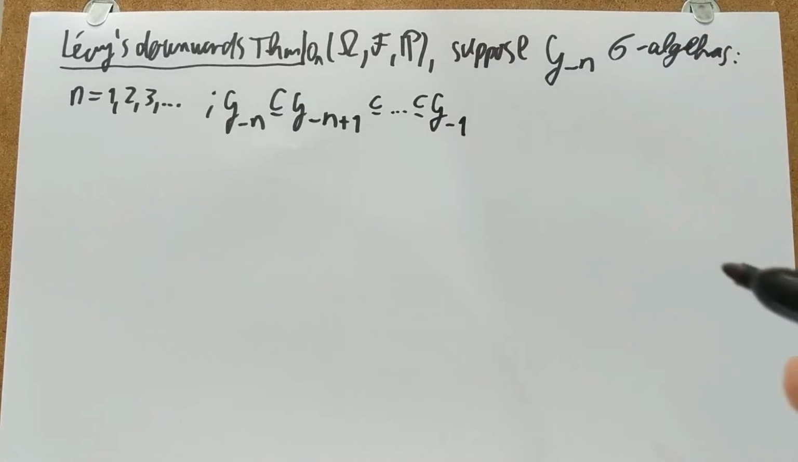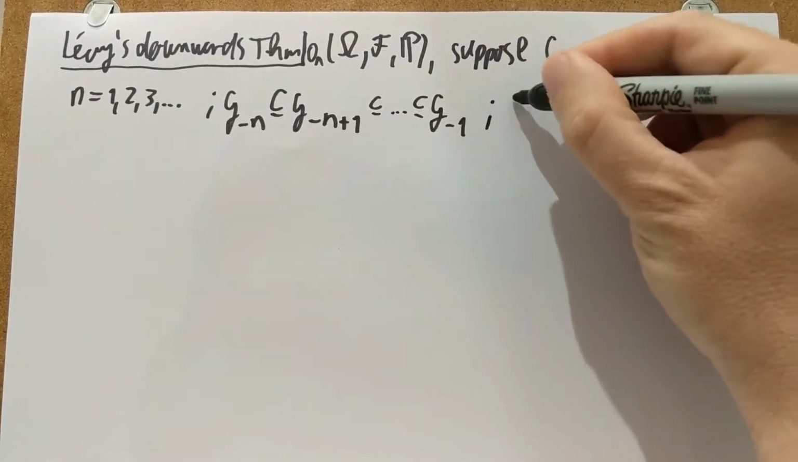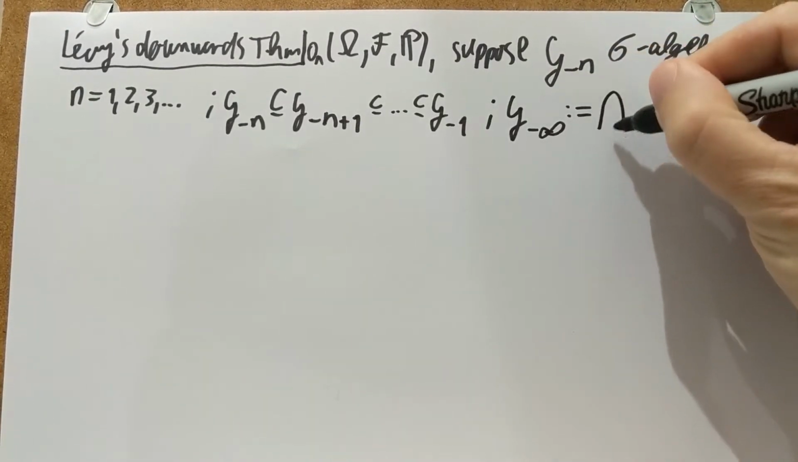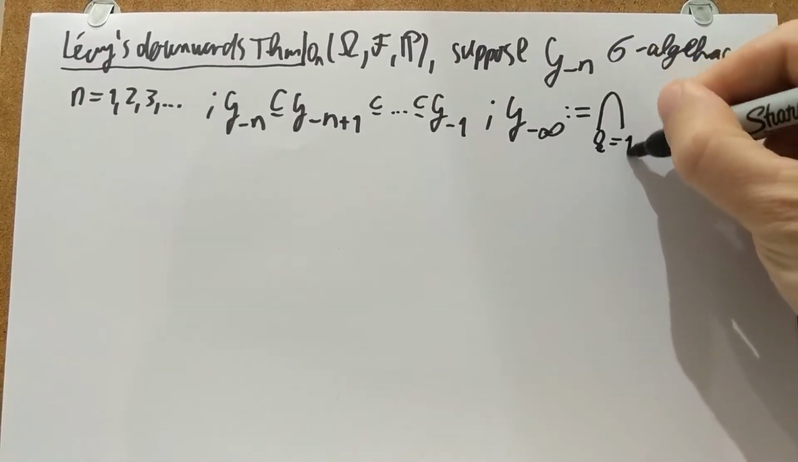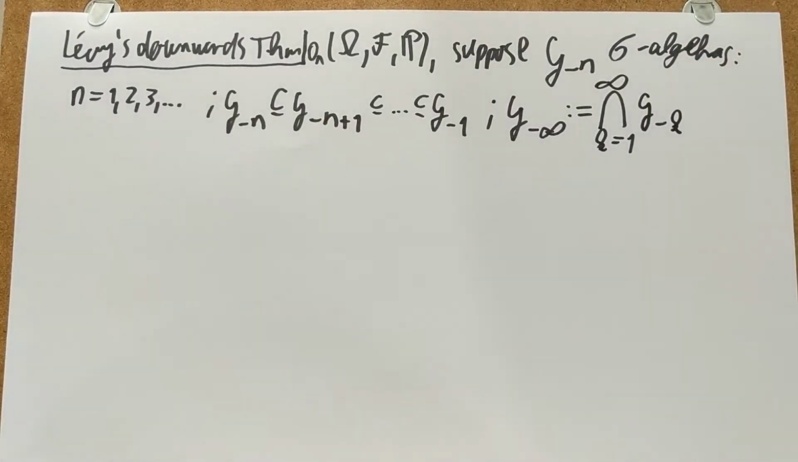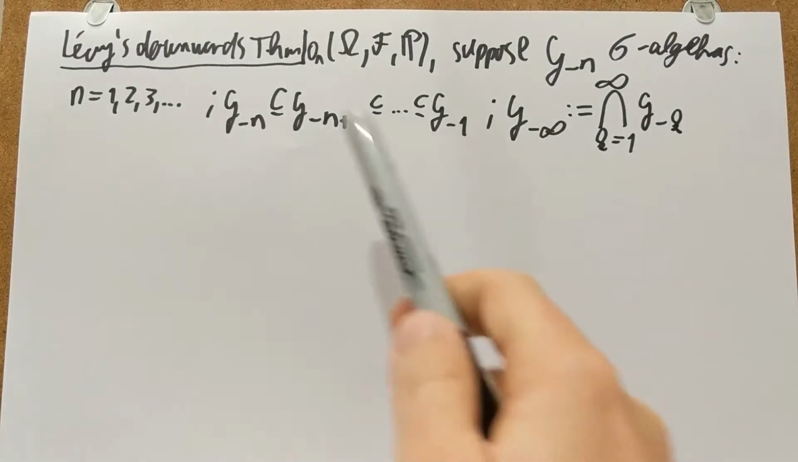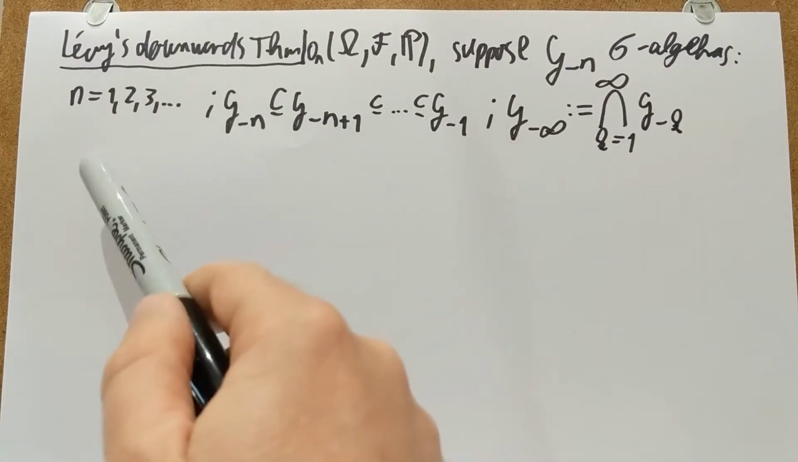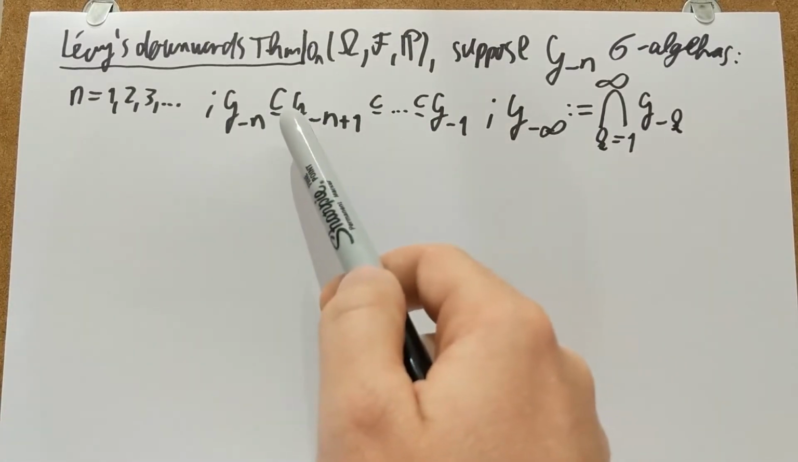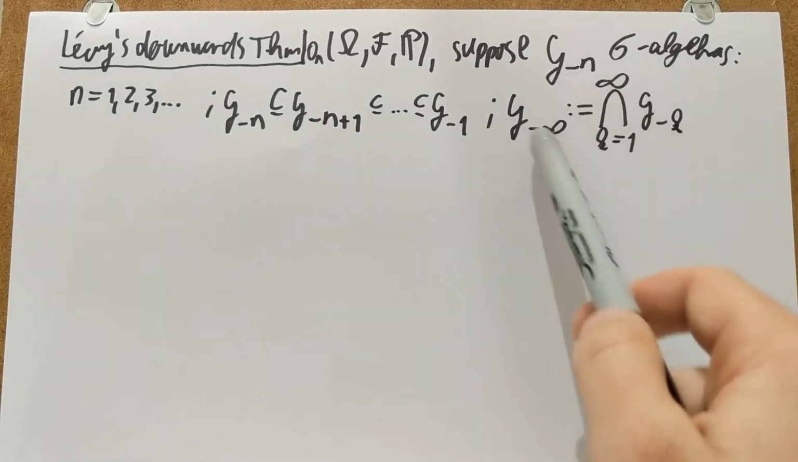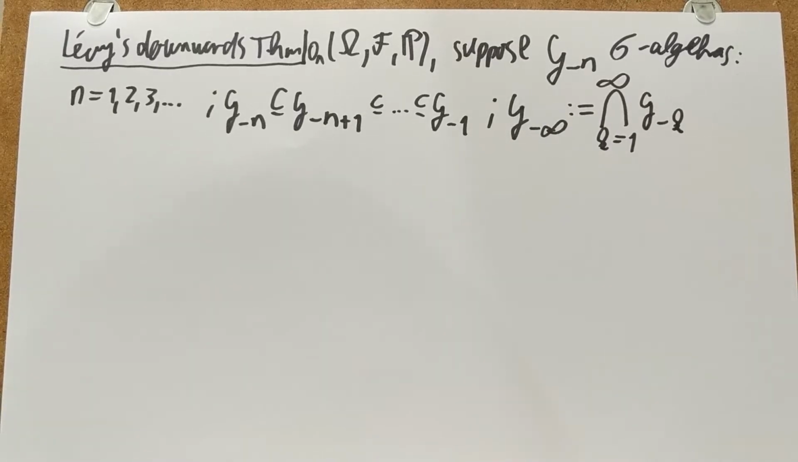G minus 1, and also define G of minus infinity as the intersection of these. So as n increases, we're going back and back in this line. So we're going to rougher and rougher sigma algebras. It's in a sense decreasing. It's getting rougher and rougher. And then the natural limit we want to define here is the intersection of these sigma algebras. That's G of minus infinity.